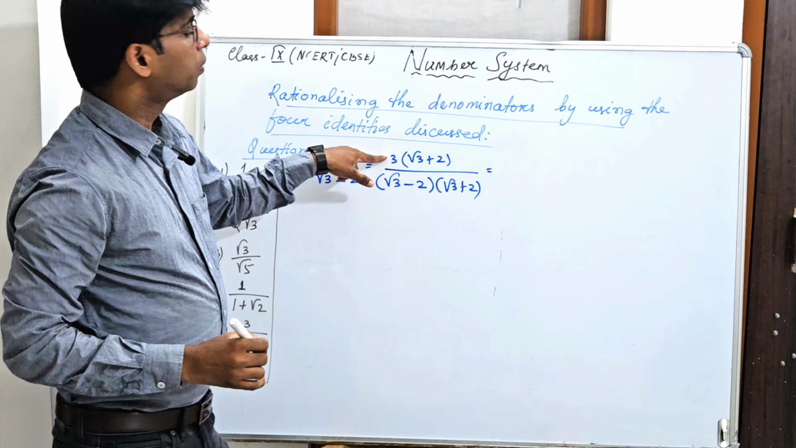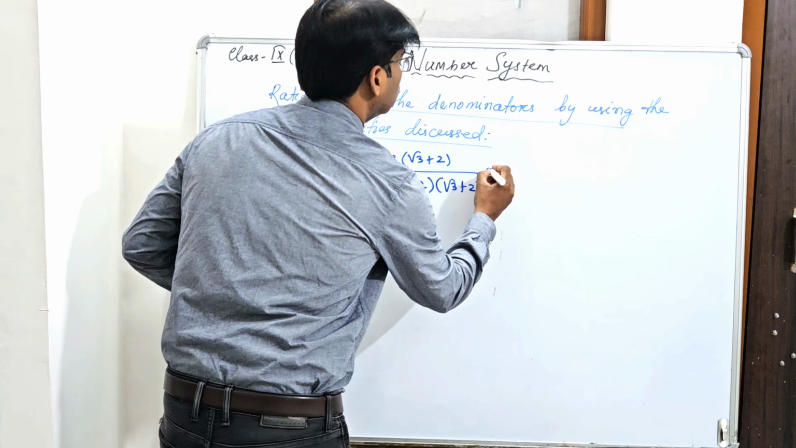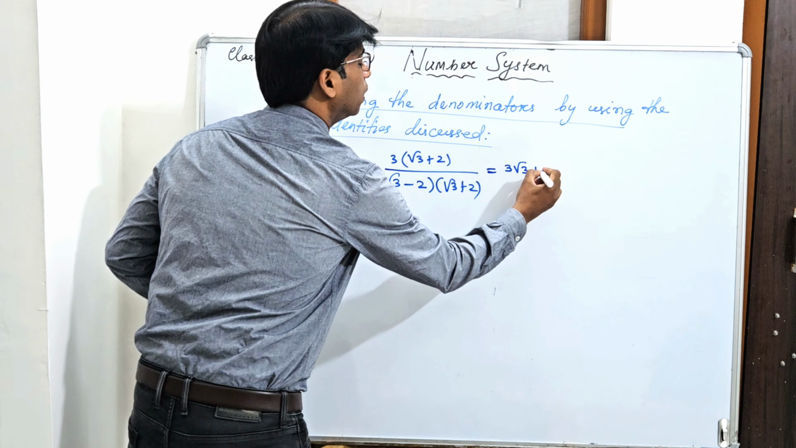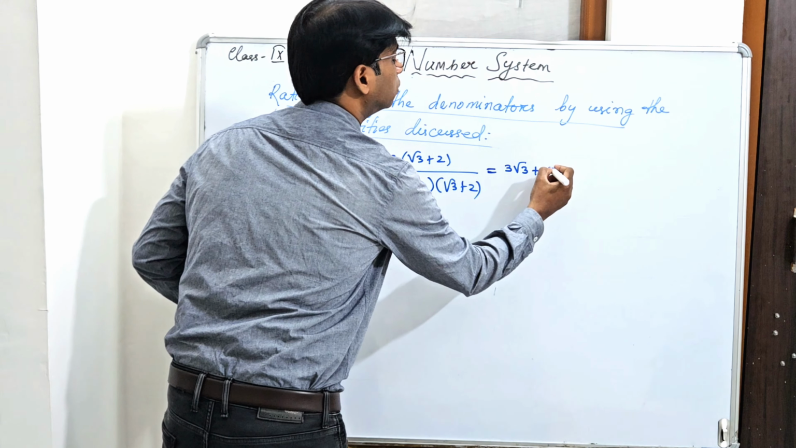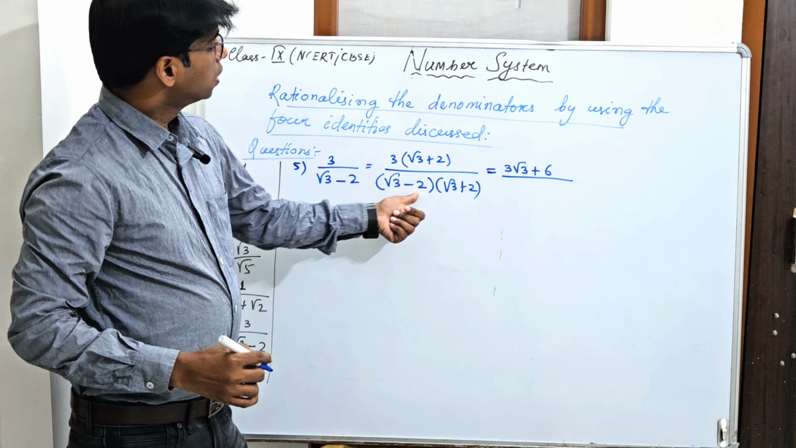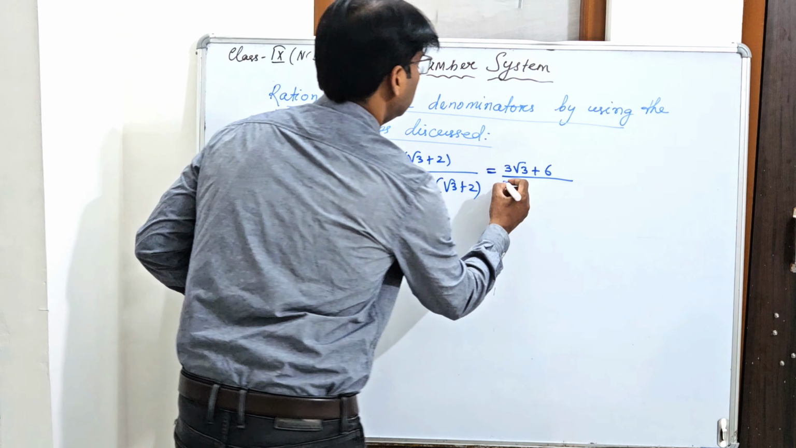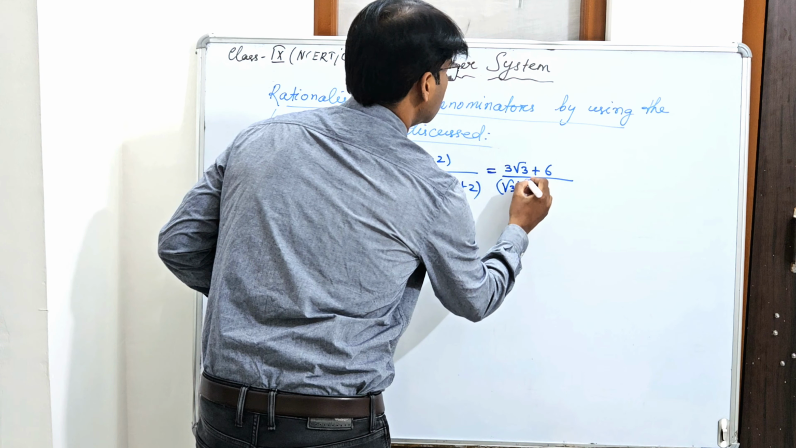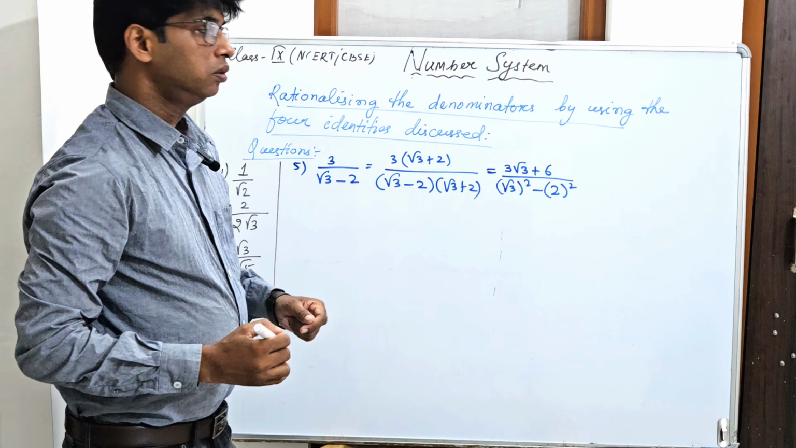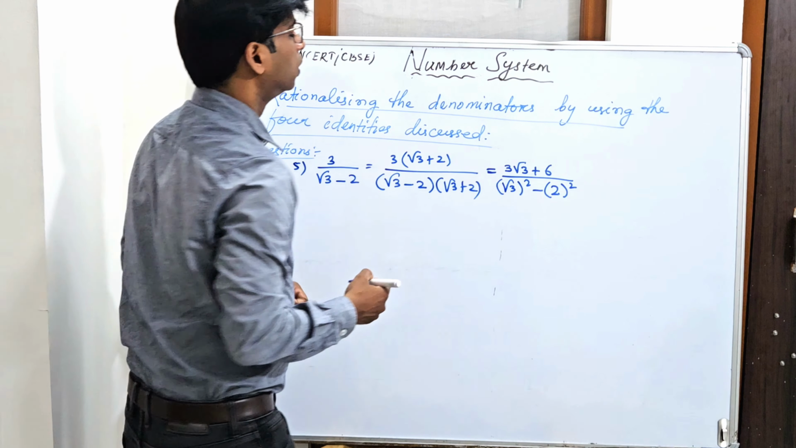So using the distributive property, we can find out the product in the numerator. So it will be 3 into root 3, that means 3 root 3, then plus 3 into 2, that is plus 6, whole by. So it is in which form? A minus b into a plus b. So that will be a square minus b square. So it will be root 3 whole square minus 2 whole square. Is that understood? Which identity has been used here? A plus b into a minus b form.